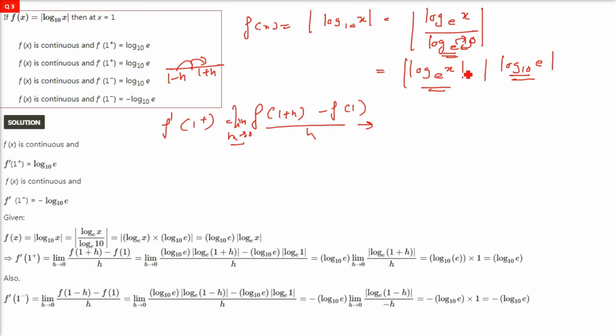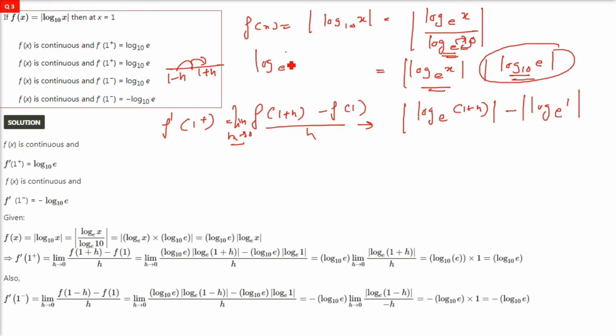So 1 plus h, in place of x just replace it by 1 plus h. This constant I am not dealing with, because it is a constant, it will come outside. So we don't have to write it again and again. Just assume that this constant is there and we can take it outside. Let us talk with log base e of 1 plus h, and this is in the modulus, minus log base e of 1. And log 1 for any base is going to be 0. Please remember, it is basically e to the power something which is equal to 1.